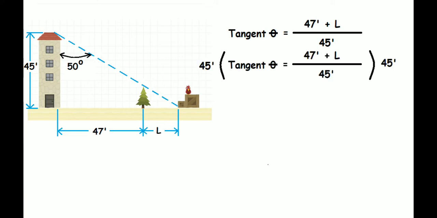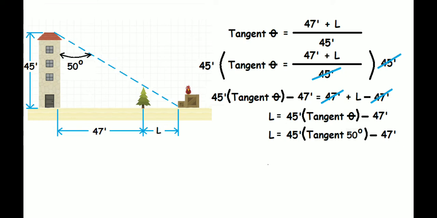To find the equation of L, first multiply both sides by 45 feet, then subtract 47 feet from both sides. The equation will now be L is equal to 45 feet times tangent theta minus 47 feet. Since the angle from the wall of the tower building to the bottom of the wooden crate is 50 degrees, L is equal to 45 feet times tangent 50 degrees minus 47 feet. Therefore, the distance L between the tree and the wooden crate is equal to 6.63 feet.